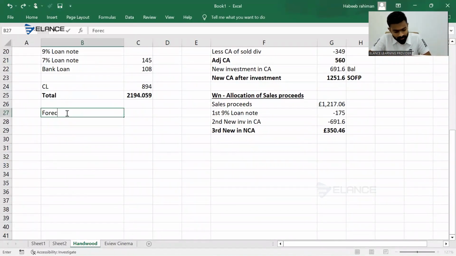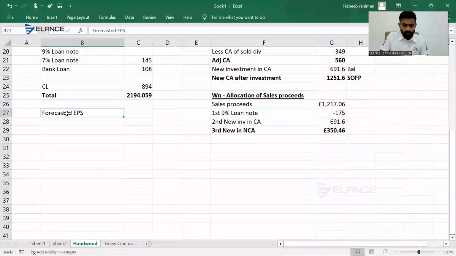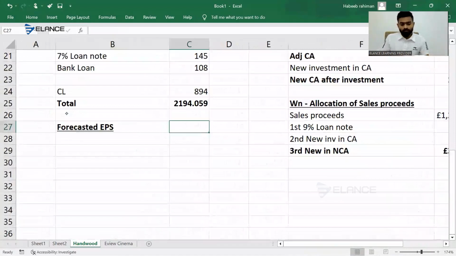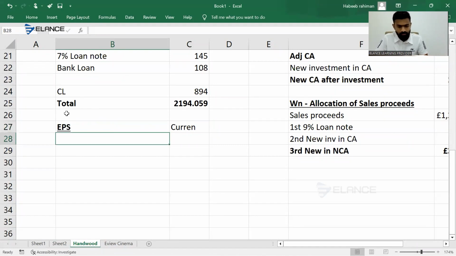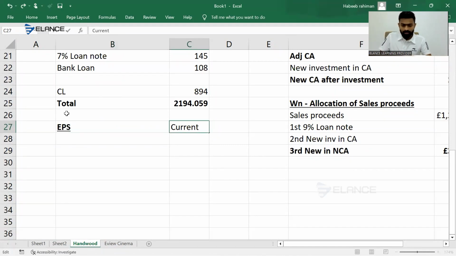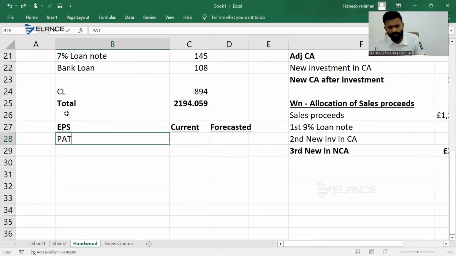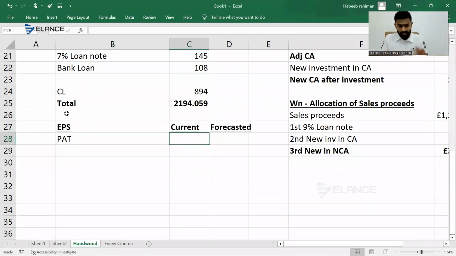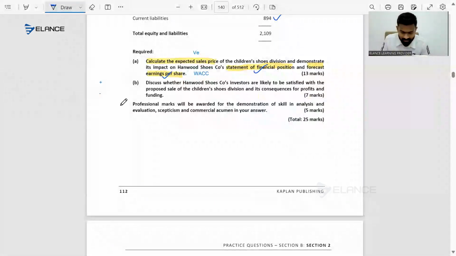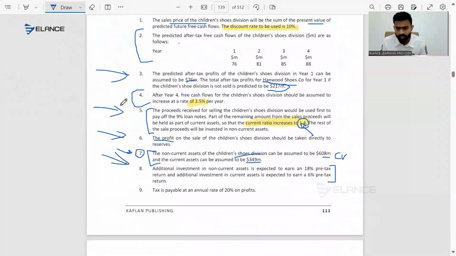Forecasted EPS. We need to know what's the current data. One second, I'll write EPS only, so that I know what is the current and what is the forecasted. Current and forecasted. What is the current profit after tax in the first year in the current situation if we don't sell the children's shoes company?